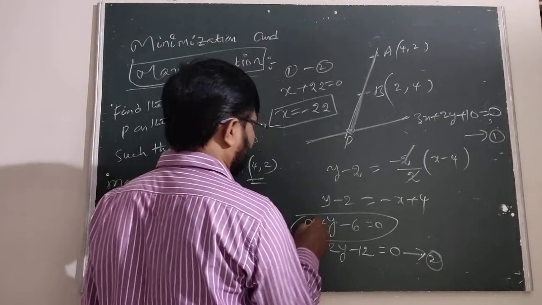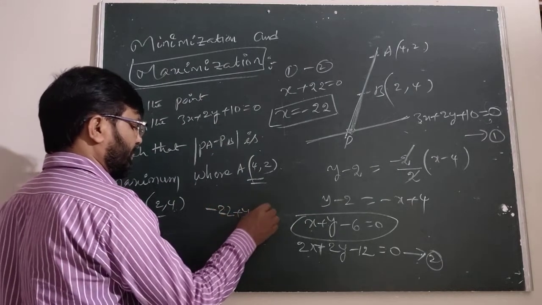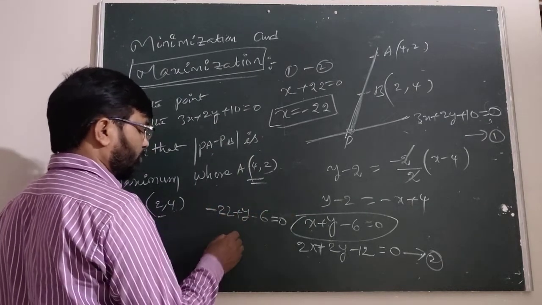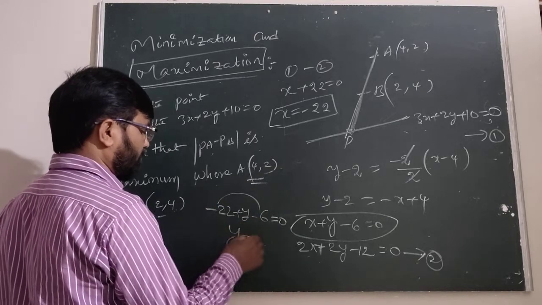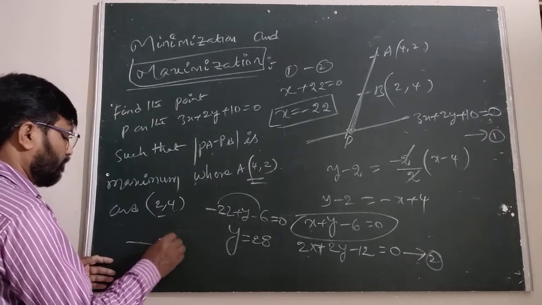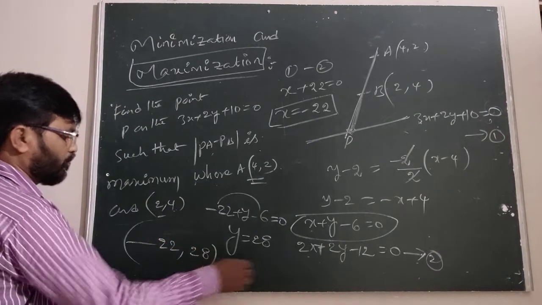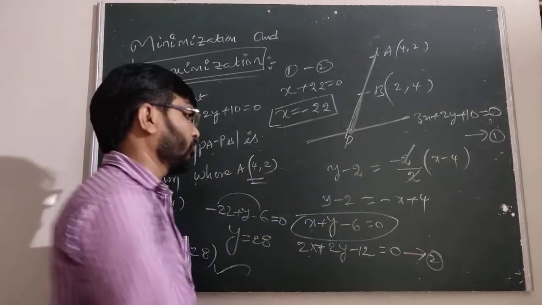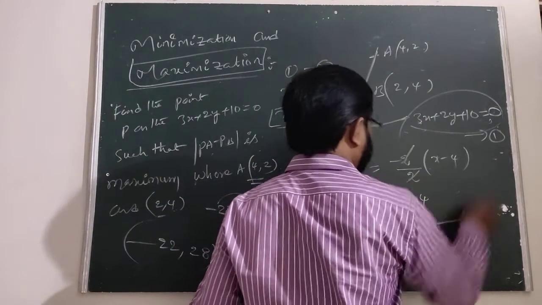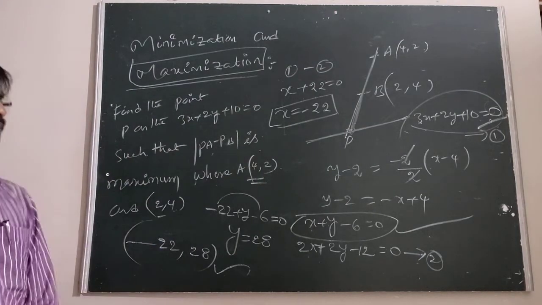When we are taking x is minus 22, plus y minus 6 equal to 0, therefore y equals 28. Therefore the point P is (minus 22, 28). Or we can use the point of intersection method, also the cross multiplication method. Therefore that is the point P on the line.